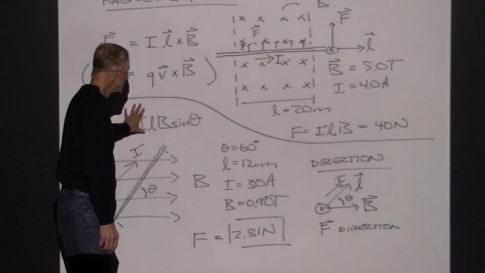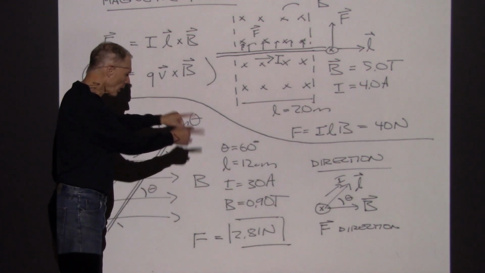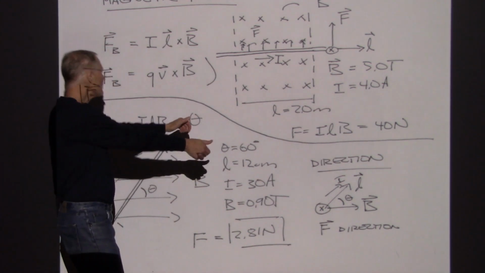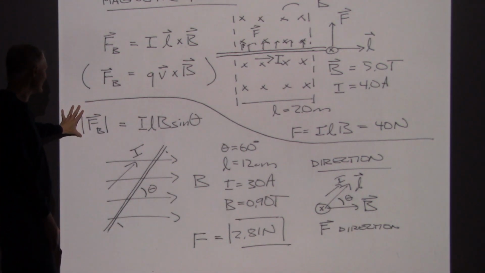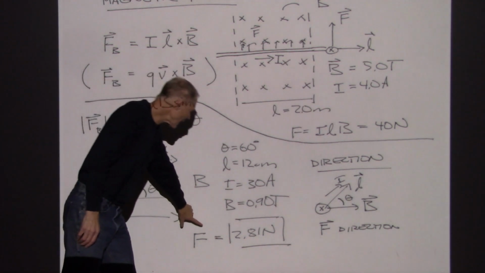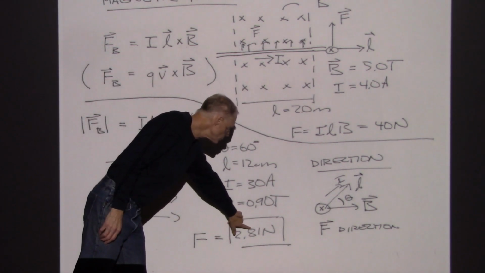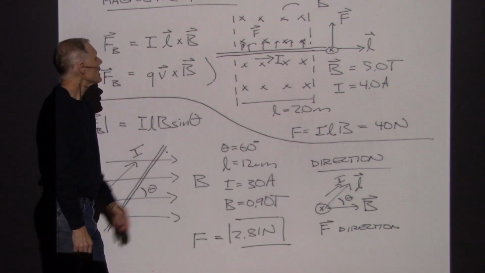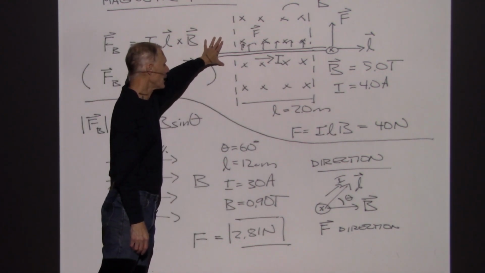But if we put all of these numbers in and check all the units going in were standard units, that means what comes out will be in standard units. And it says the amount of force we get will be 2.81 newtons. Now, there's another example up here.